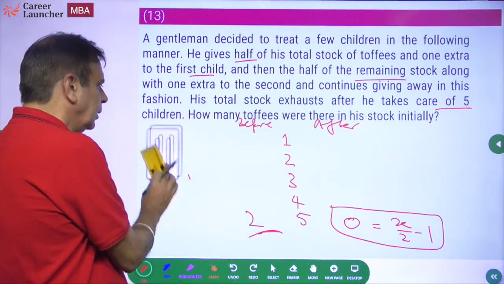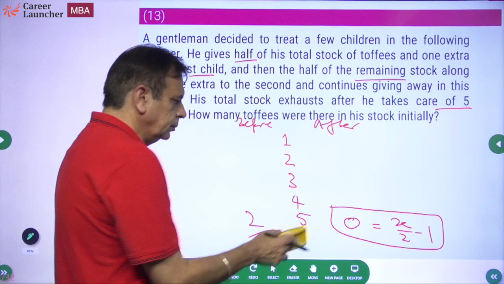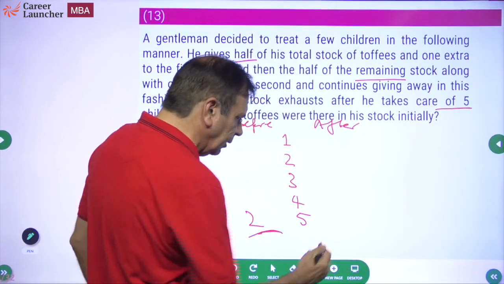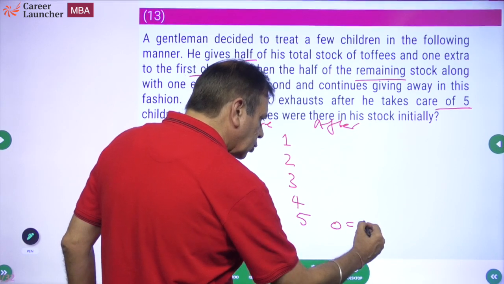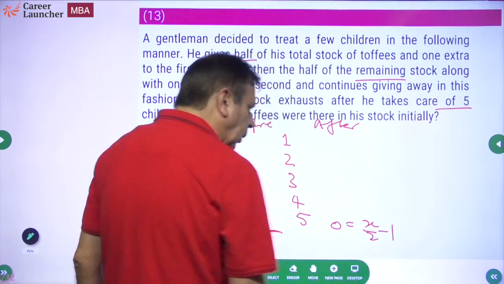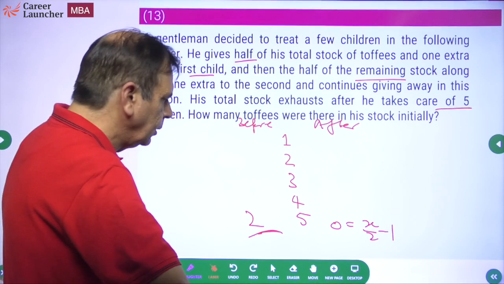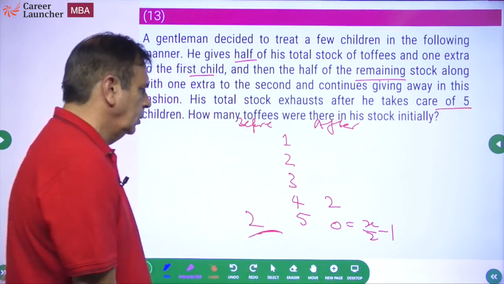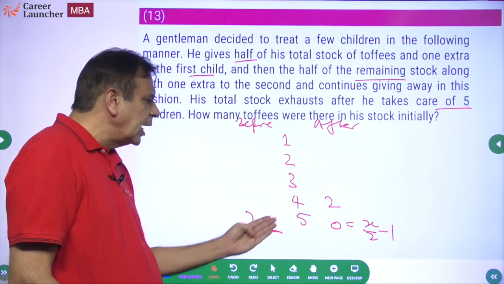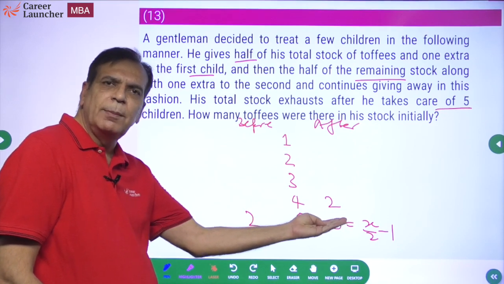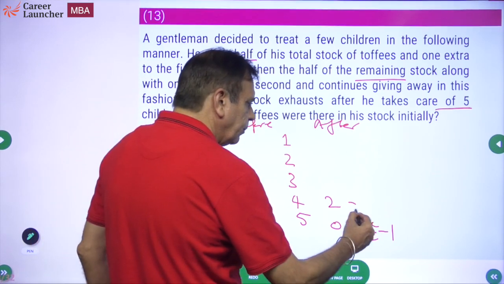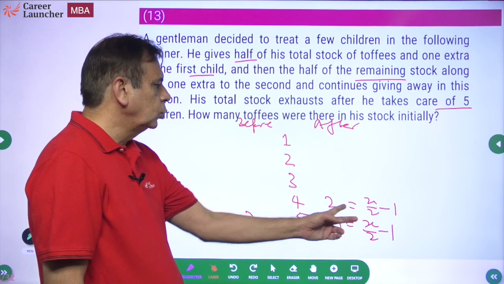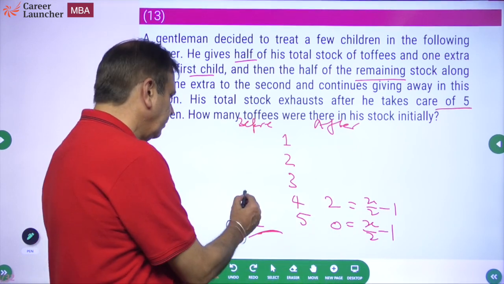Okay? Now, I'll just write this part. Okay, so effectively you're saying afterwards he had 0, which has to be x by 2 minus 1. So initially he had 2. Okay, so this is also equal to 2. What he had before the 5th child was equal to the amount of toffees left with him after the 4th child. What should this be? x by 2 minus 1. How much does it become? 2 plus 1, 3, 6.